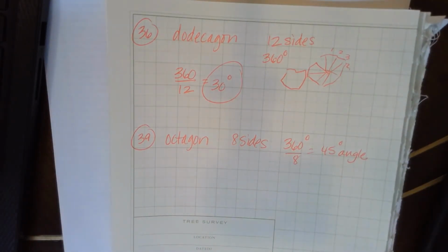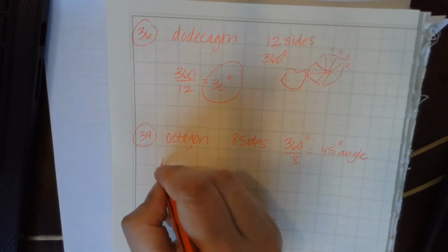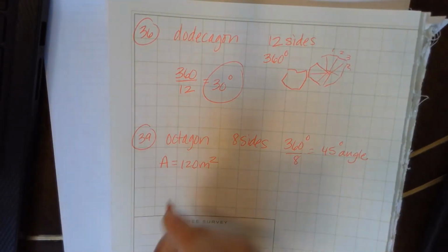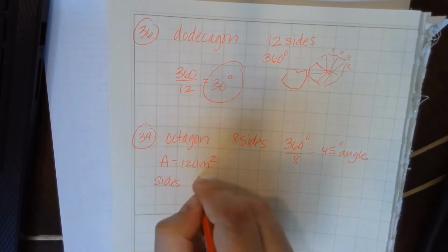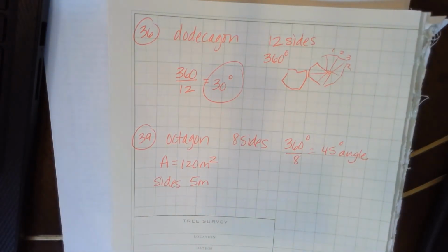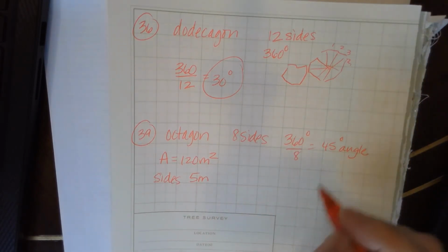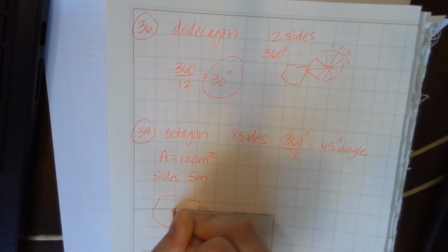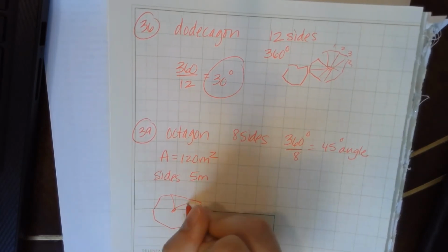Now, what they want: they have given us the fact that we know the area is 122 meters squared, and they've told us that the sides are 5 meters each. So what they're asking for is the height. I think it's like an octagon, whatever the 8 is, they want to know how long each of these is.